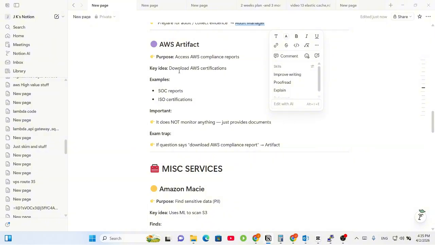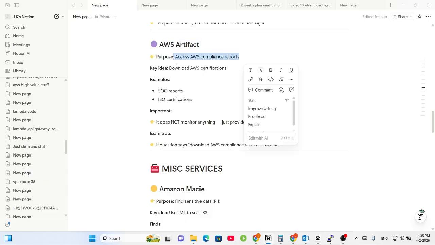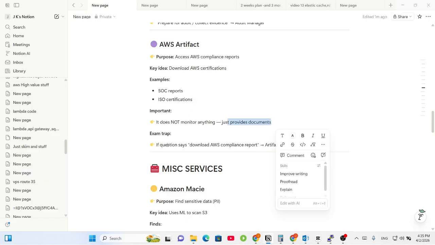And Artifact gives access to AWS compliance reports, download AWS certifications, basically access AWS compliance reports like ISO certification, SOC report. It does not monitor anything; it just provides documents. If a question says download AWS compliance report, then Artifact.